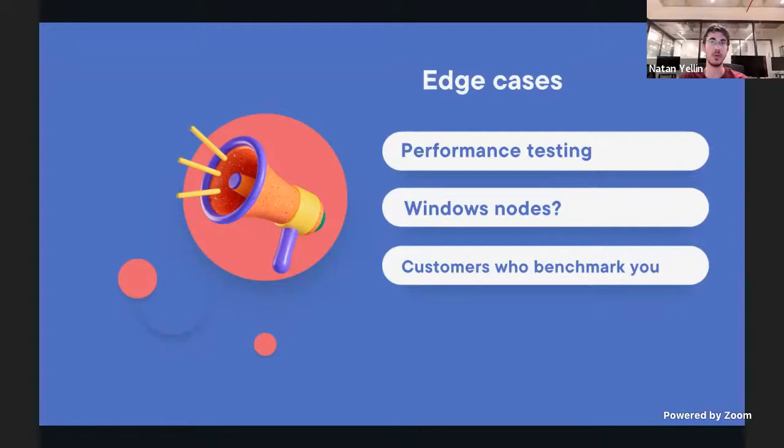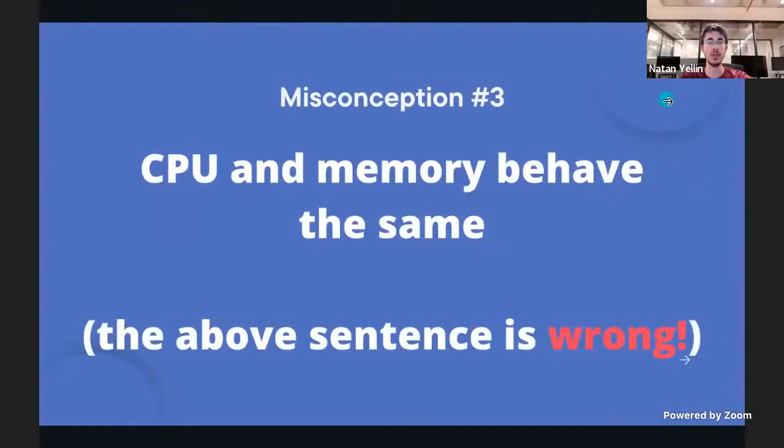Okay, so let's now speak about memory, which I've been getting asked about quite a bit. And misconception number three is that CPU and memory are the same. Whenever I say CPU limit or CPU request, you just replace the word CPU with memory, then all the guidelines are the same. That's wrong. They're fundamentally different.